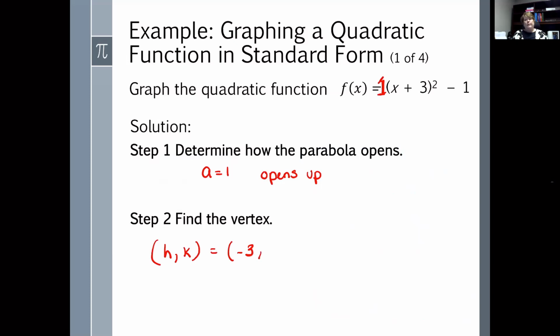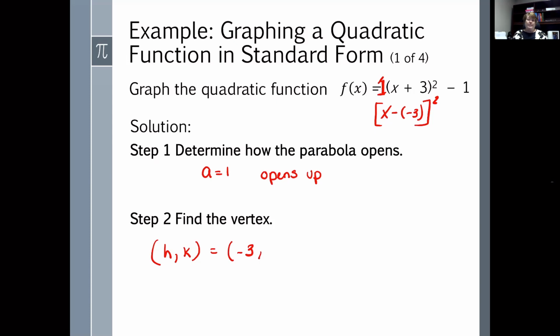Again, the x component of the vertex is whatever number I'm subtracting from x. So I could write this as x minus a minus 3 squared. I'm subtracting negative 3, so the x component of my vertex is negative 3. Or you can look at it in terms of a transformation. Adding 3 to the input x has the effect of shifting it to the left 3 units. So the vertex is going to be at negative 3.